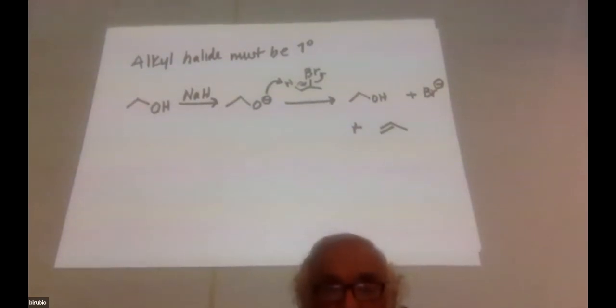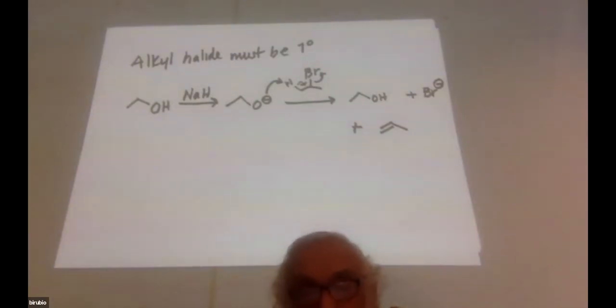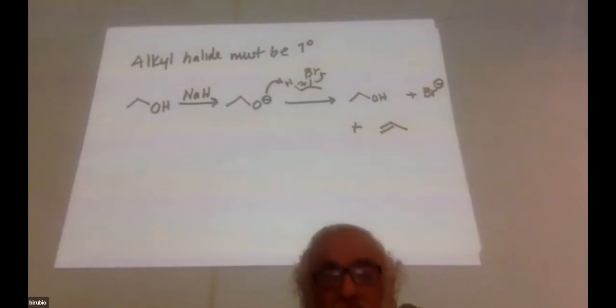So one upshot of what I'm talking about is that some ethers can be created by Williamson ether synthesis, but some cannot. Not every ether can be made using a Williamson reaction. Okay, so let's look at some practical examples.